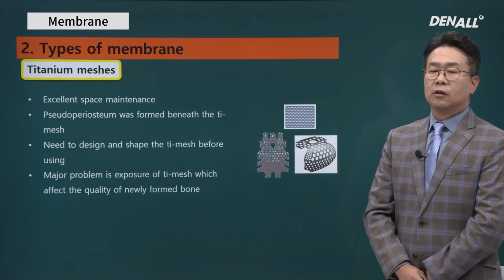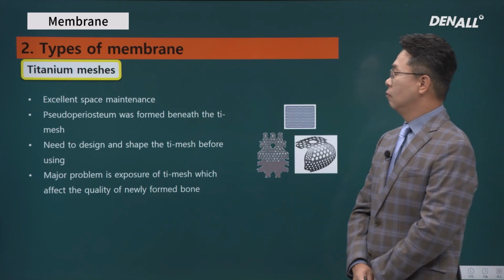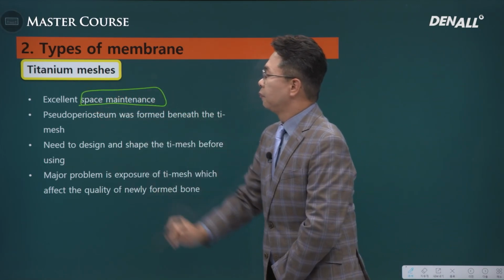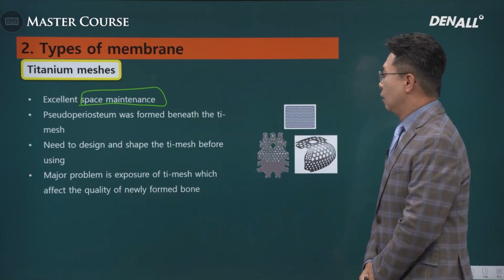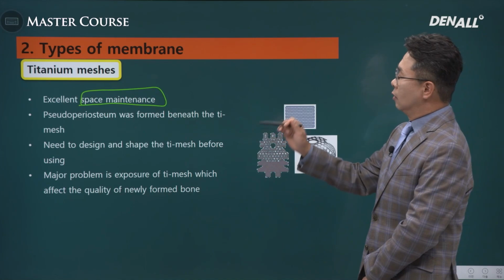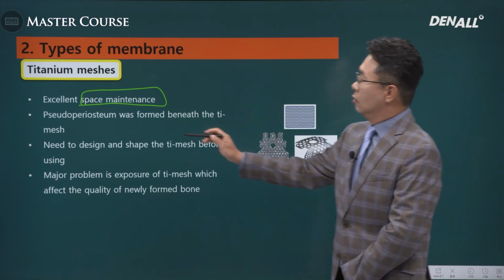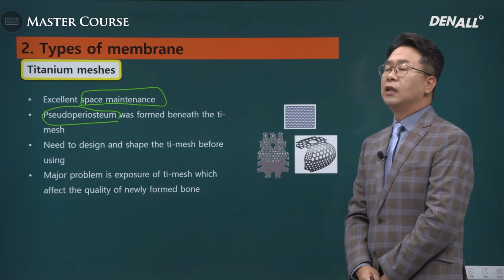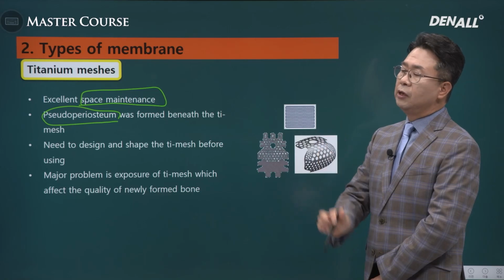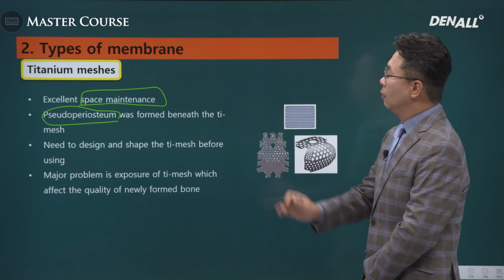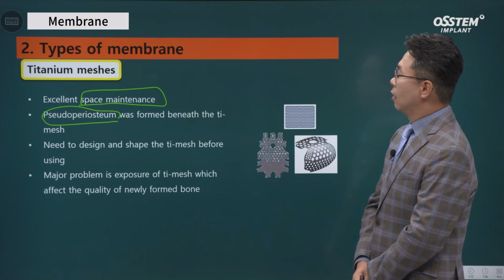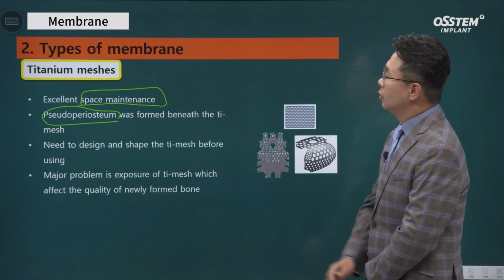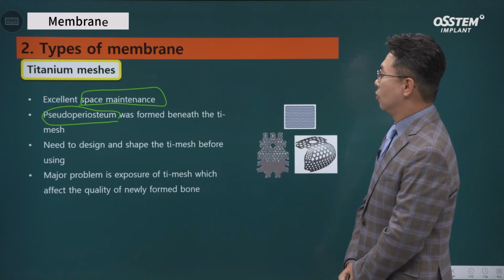Finally, I want to talk about the titanium mesh among non-resorbable membranes. More so than anything else, titanium mesh shows excellent space maintenance capability among non-resorbable membranes. Those of you who have used it will know about this, but below the titanium mesh, a pseudoperiosteum is formed. This is a tissue 1 to 2 millimeters in thickness that is neither granulation tissue nor bony tissue. There are different opinions as to whether it needs to be removed or not. This topic will be addressed in the future.